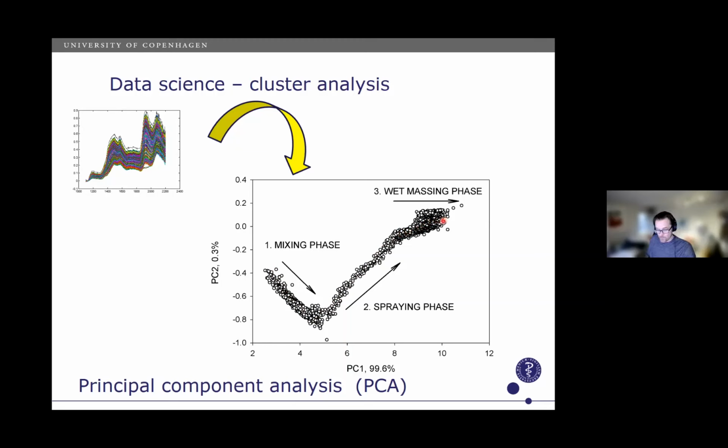So what we can now define here is that this is our process control window. We always want to mix the powder until it reaches this level. Then we add water until it's reaching this level here. And then we keep on wet massing until we are somewhere here. That would then give us a direct measurement of degree of mixing, water content, and granule size of our system. So this is indeed something that is of interest.